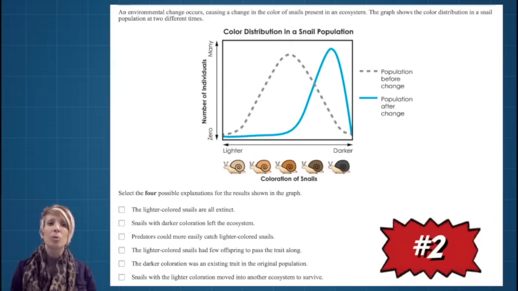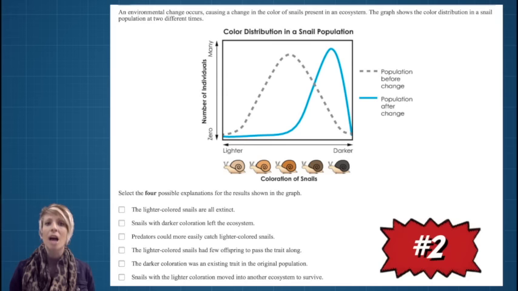Okay, question number two. An environmental change occurs, causing a change in the color of the snails present in an ecosystem. The graph shows the color distribution in a snail population at two different times. So anytime you're taking an AIR test like this, or any exam, and you have a graph or a chart, you really need to analyze that chart or graph before you go on and try to answer this question. So let's look.